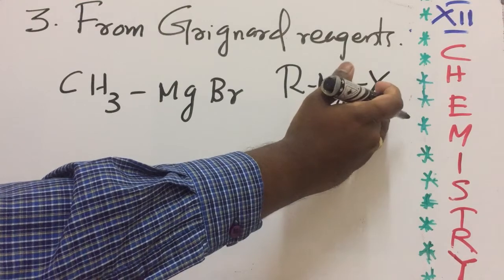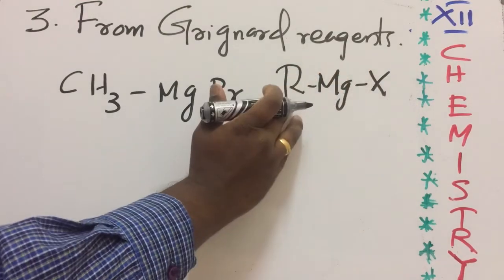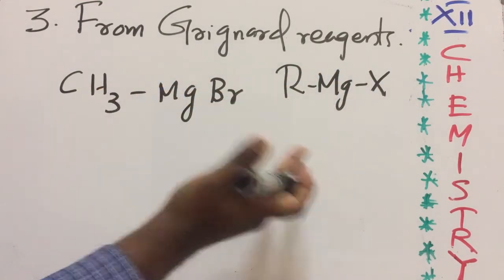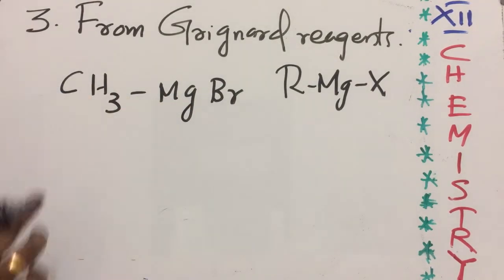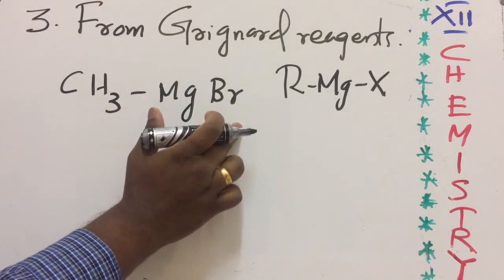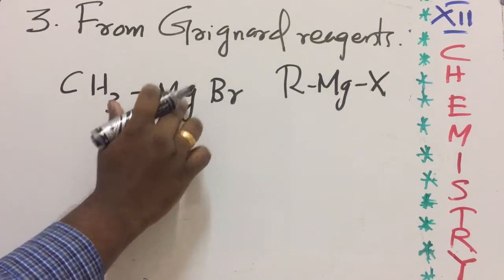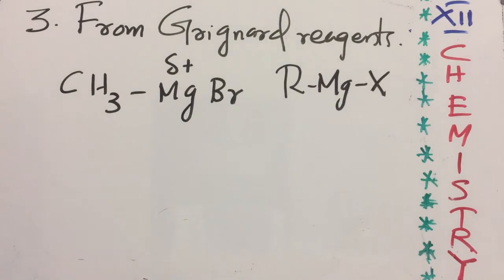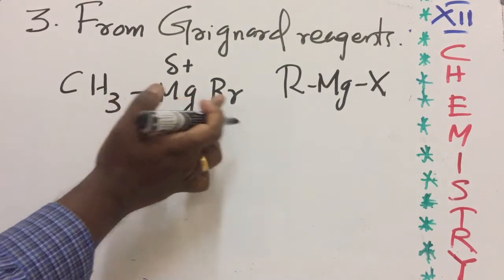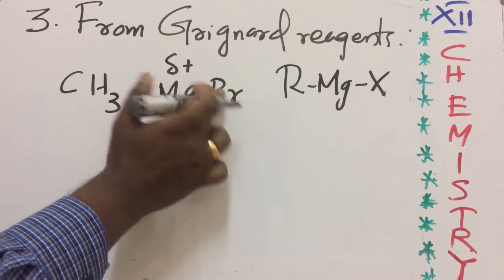X is a halogen like chlorine or bromine. R is an alkyl or aryl group. One example is CH3MgBr. In CH3MgBr, Mg is electropositive, so we can write delta positive here. Or Mg is plus 2 and Br is minus 1.